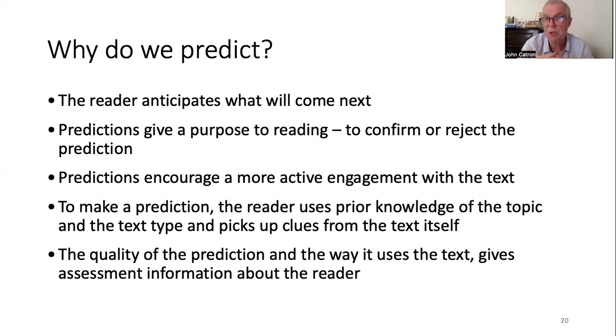Predictions encourage a more active engagement with the text. So pupils are in the moment with you and they're reading collaboratively with the rest of the class. They're actively involved. To make a prediction, the reader has to use what they already know, their prior knowledge of a topic, the text type, and they pick up clues from the text itself. So they're gradually building their understanding, layer on layer. So they're making meaning, they're creating meaning in the text.